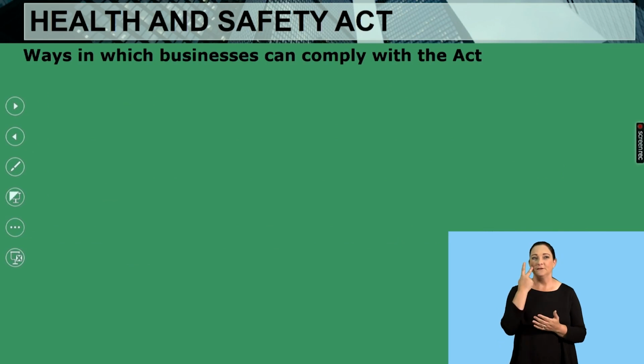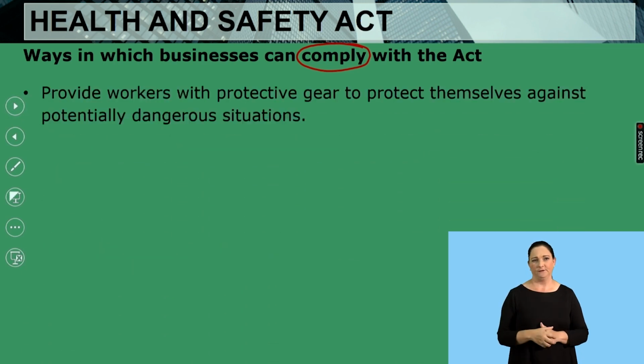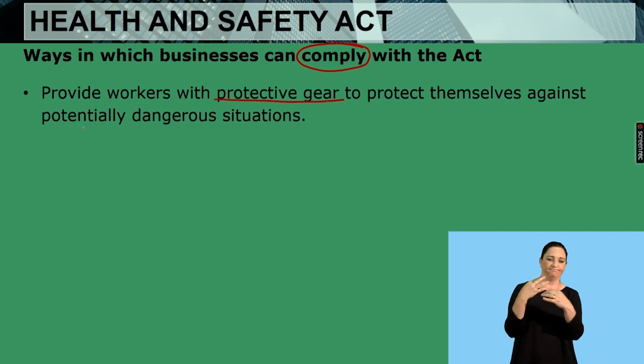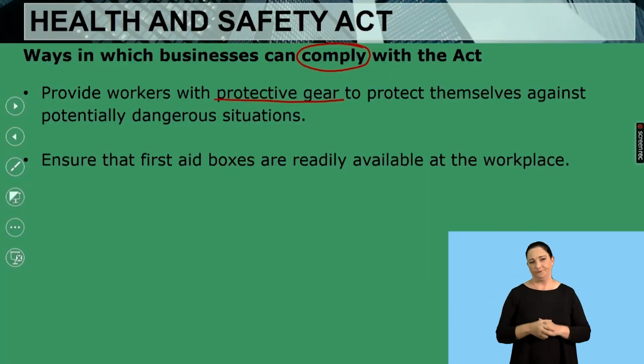Now let's look at what is it that businesses can do to comply with this act. Now, to comply, grade 11, simply means that we are following the rules of the act. Firstly, we must provide workers with protective gear to protect themselves against potentially dangerous situations. Now, you will remember that the safety gear that we are talking about includes your helmets, for example, your boots, your gloves, and so forth.